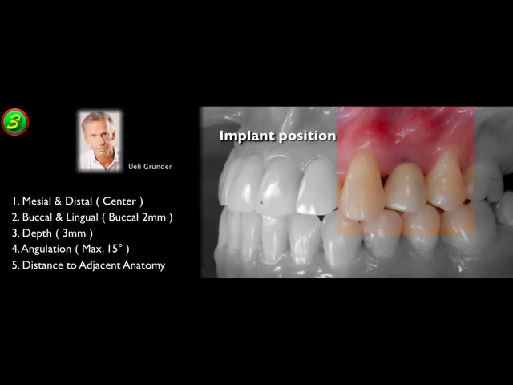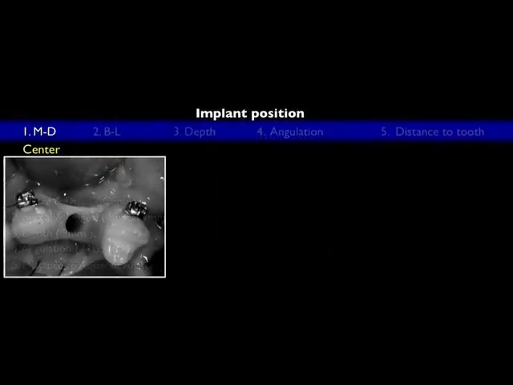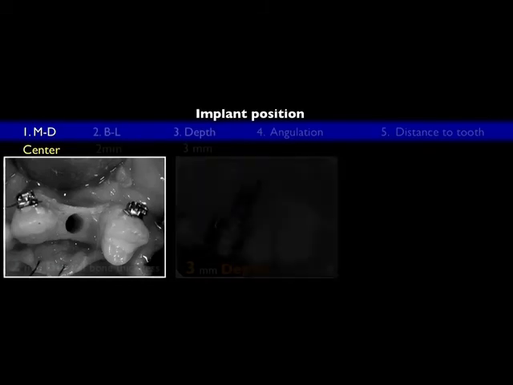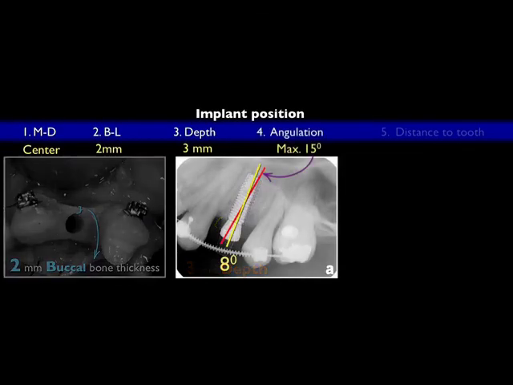When determining implant position, Dr. Urs Belser has summarized 5 indicators to guide our thinking. The first, when we place the implant, we should put it centrally in the mesiodistal direction. And the most important, the 2B3D rule should be followed. In terms of angulation, the maximum tolerable deviation is 15 degrees. In this case, it was tilted 8 degrees.